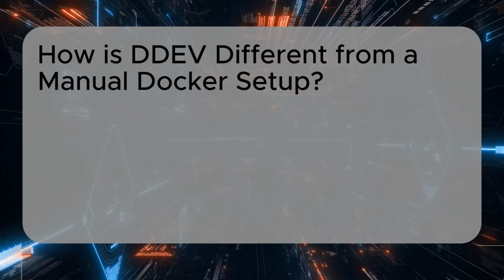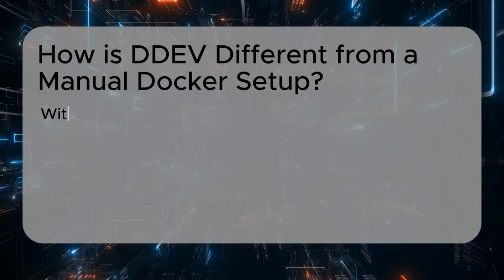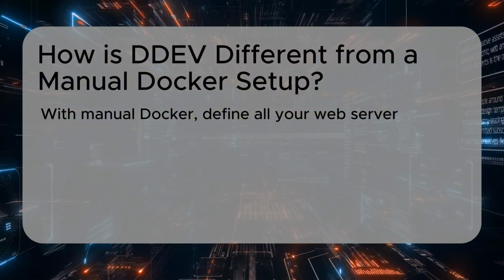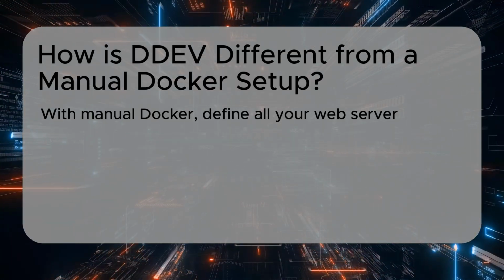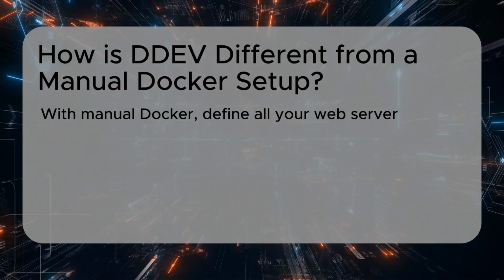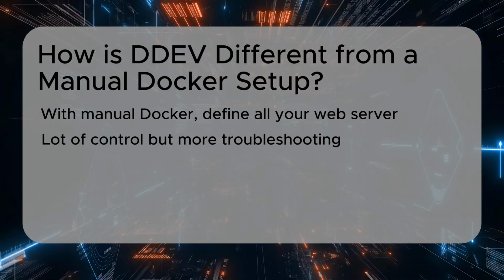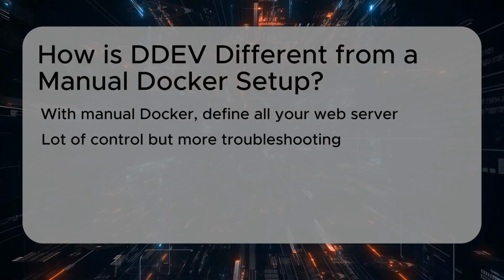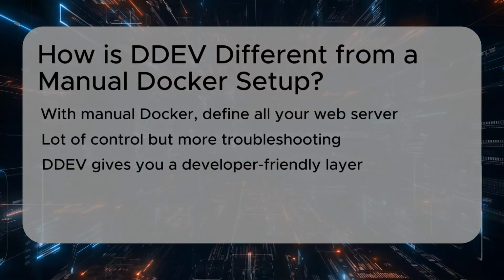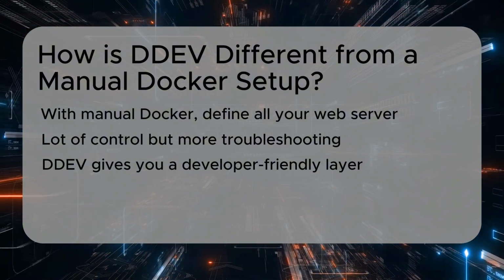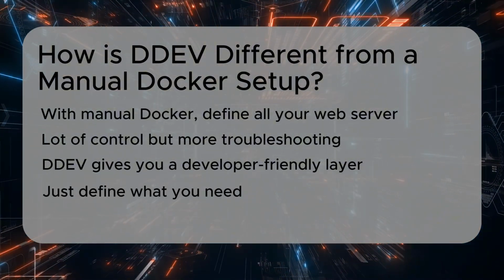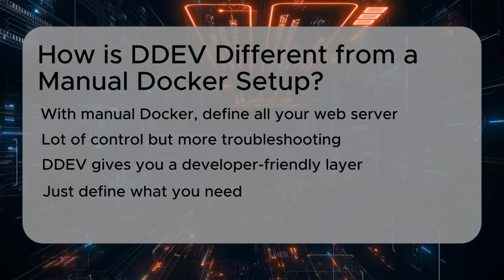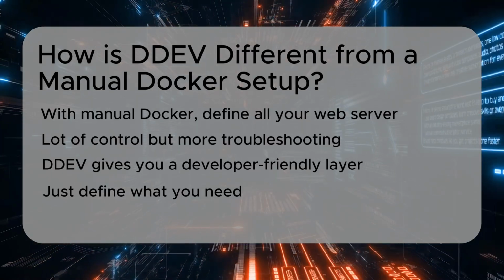Now, what makes DDEV different from just using Docker normally? With a manual Docker setup, you usually create your own docker-compose.yml file. You define your web server, database, PHP version, ports, volumes, environment variables, and networking. That gives you a lot of control, but it also means more setup, more troubleshooting, and more ways to break something. DDEV still uses Docker, but it gives you a developer-friendly layer on top. So instead of manually building everything, you run a few DDEV commands, choose your project type, and DDEV handles the container setup for you.